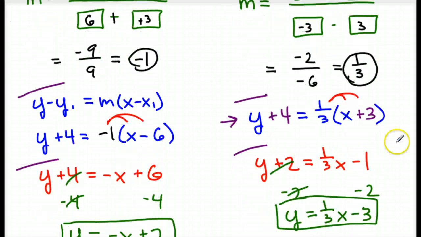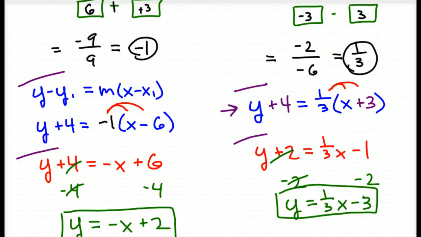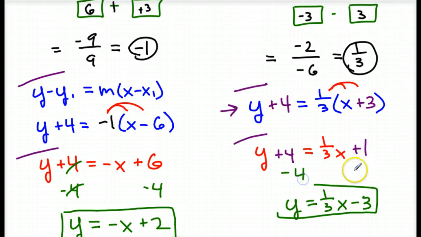I still distribute this 1/3 through, and so instead of y plus 2 equals 1/3 x minus 1, I actually end up getting y plus 4 equals 1/3 x plus 1. So I get a little bit different work here. And then instead of subtracting 2 from both sides, I'd end up subtracting 4. But watch what happens. When I subtract 4 from both sides, I'm doing 1 minus 4 this time. I still get negative 3 for my b value. In slope-intercept form, I still get the equation y equals 1/3 x minus 3.